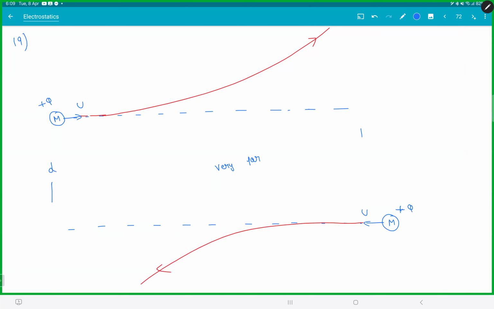This distance is d initially. The perpendicular distance between the charges is d initially. Find the minimum distance between them. How will we do this? Think.